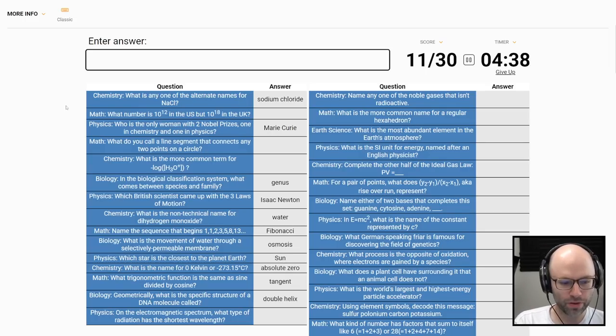What type of radiation is the shortest wavelength? That's got to be gamma. That's how they made the Incredible Hulk. Name any noble gas that isn't radioactive. Argon. That's right. There's more than one answer.